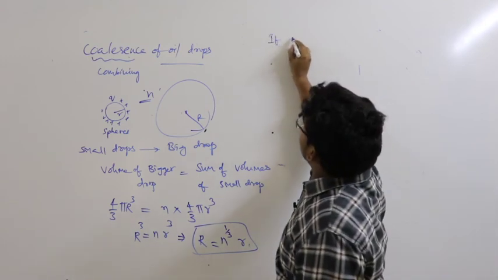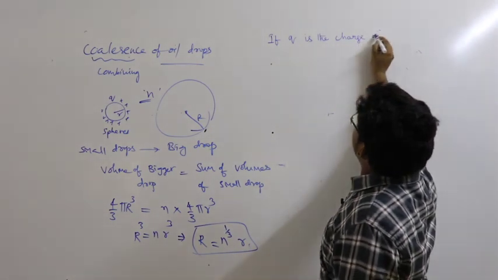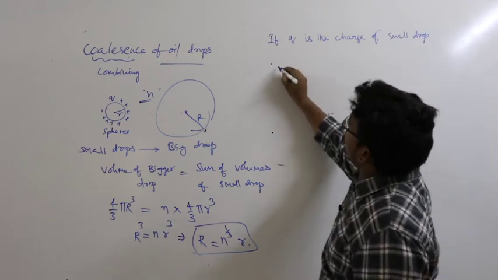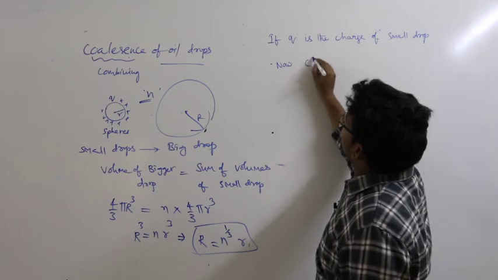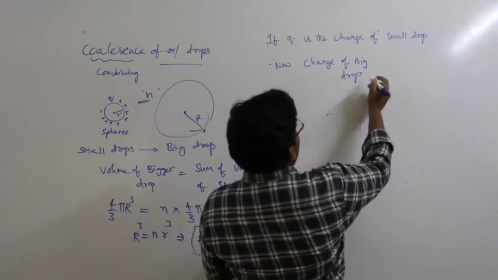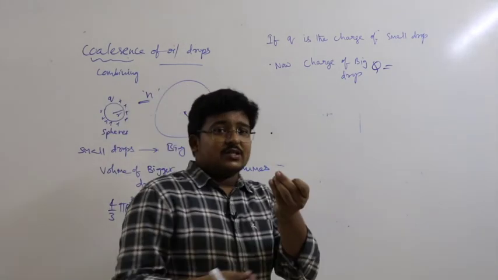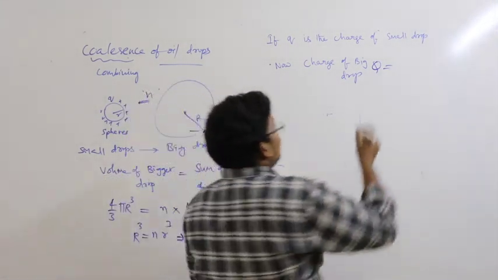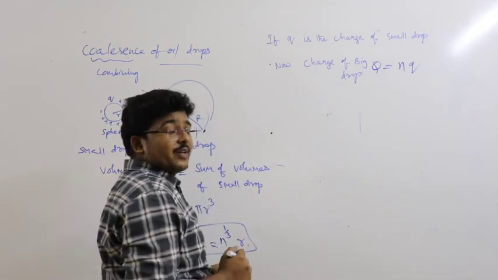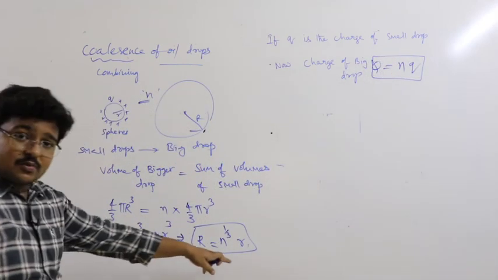If small q is the charge of a single small drop, now what is the charge of the big one? The charge of the bigger drop will be capital Q. Adding all the charges of each small q of n number, capital Q is equal to n times small q. So Q equals nq, right? So we got the charge and we have the relation between the radius.